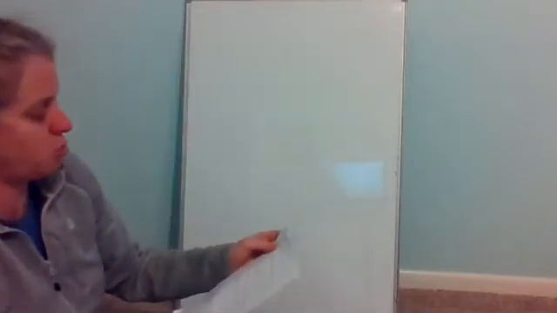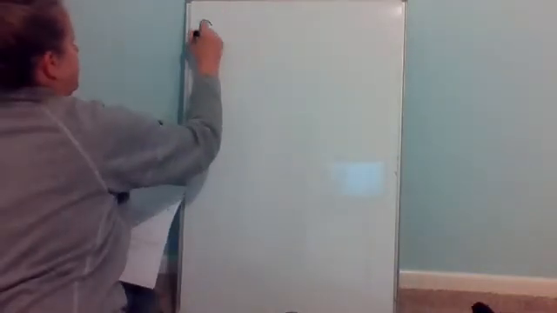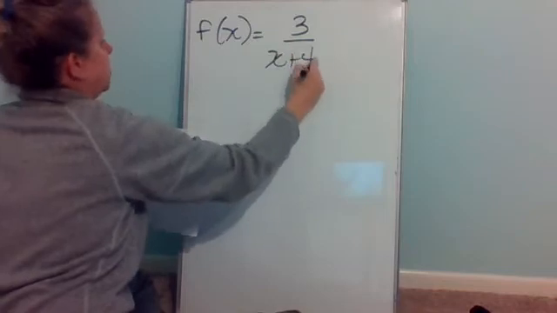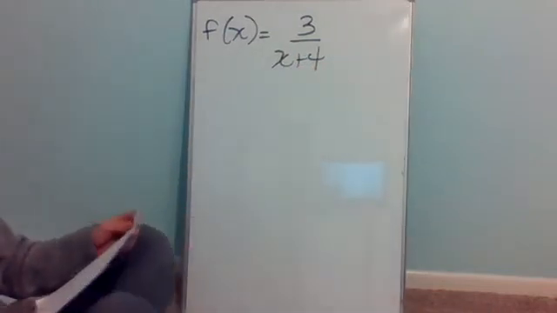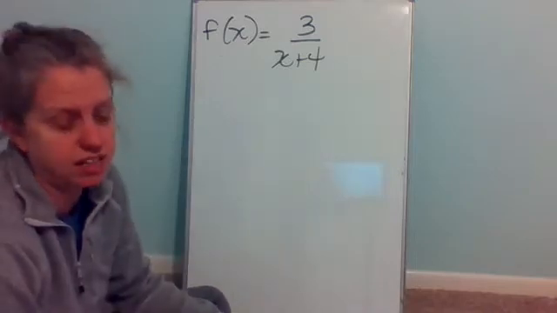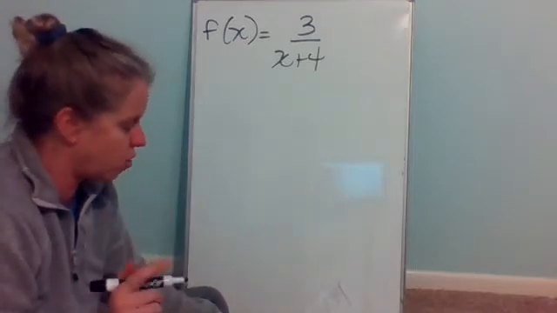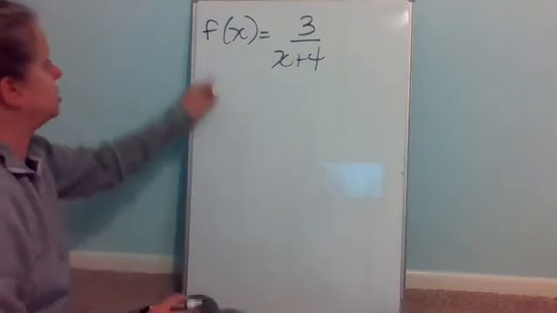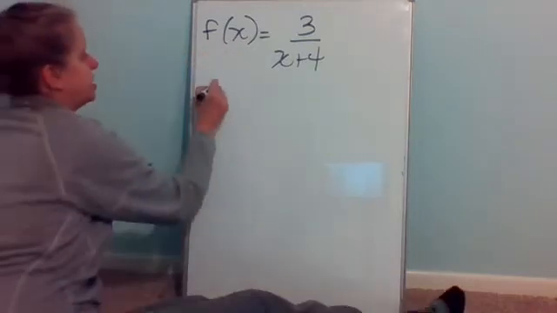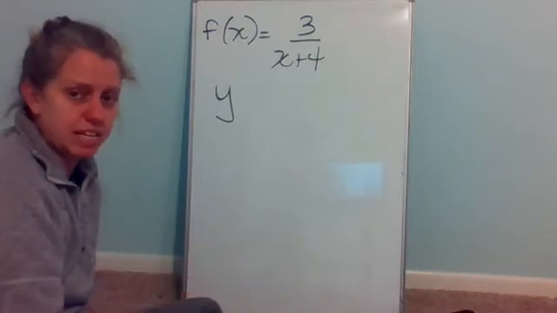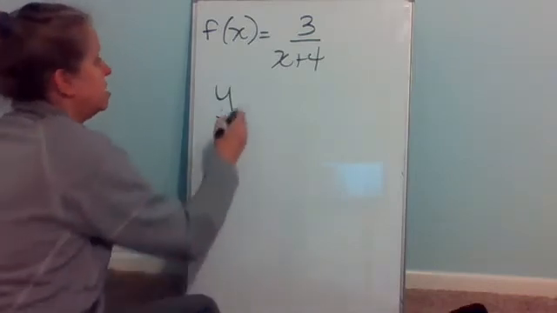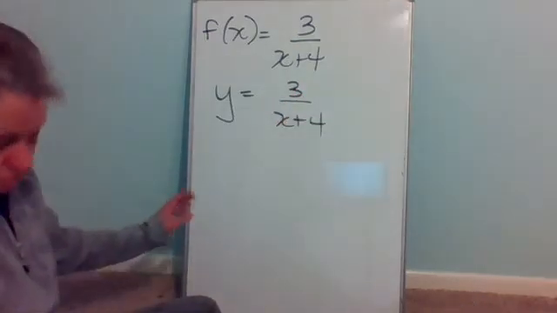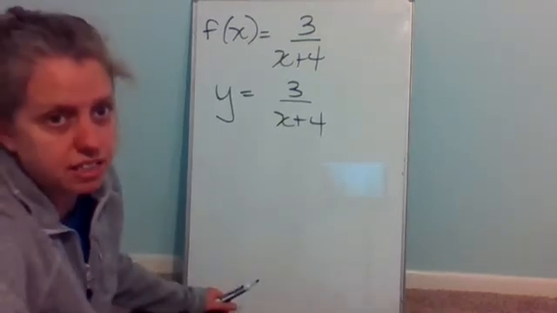All right, determine whether the function is one-to-one and then find its inverse if it is. So f of x equals 3 over x plus 4. So this one, first of all, it is one-to-one. These are all going to be one-to-one. So if it's one-to-one, it wants us to find its inverse. Now remember, to find its inverse, the first thing you need to do is rewrite your f of x as a y. Right? Because f of x and y mean the same thing. So y equals 3 over x plus 4.